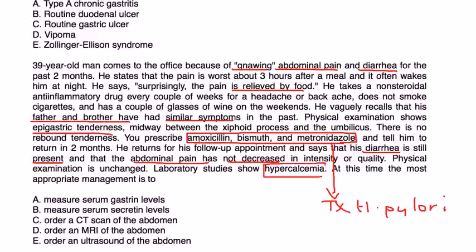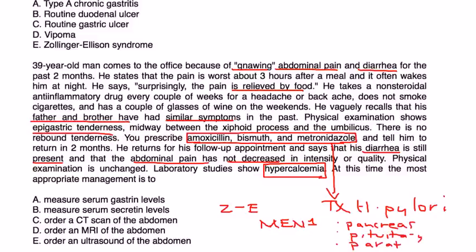Now, what's interesting in his labs is hypercalcemia. Why is that happening? Well, if you remember, ZE syndrome, about 50% of the time, is associated with MEN1. And MEN1 is a tumor in the pancreas, pituitary, and parathyroid. And the fact that he has a parathyroid tumor is what's causing him to have elevated PTH, and parathyroid hormone essentially acts by increasing the calcium level in the blood. So it's a good question, and I think the best thing to do is investigate a possible ZE, and that will be done with the serum gastrin level. Choice A.